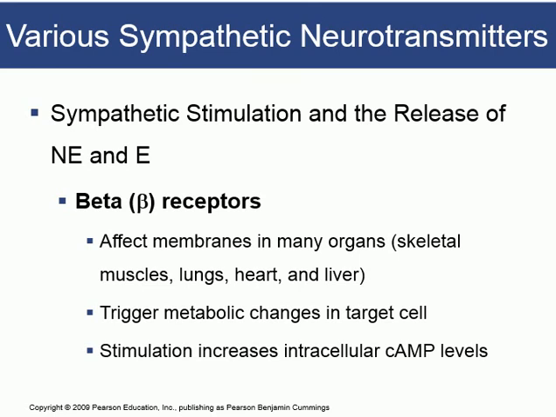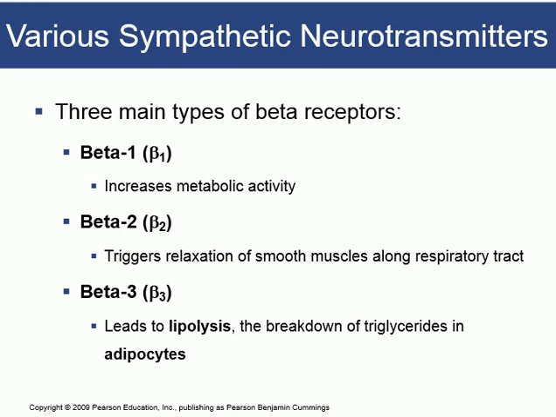We'll talk about this. But the beta is located in the skeletal muscle, lung, heart, and liver. And remember this. This is the location of the beta receptors: skeletal muscles, lung, heart, and liver. And this is going to use the cyclic AMP. And we have 3 types. Beta 1, beta 2, beta 3. Beta 1 and 2 are the more important.